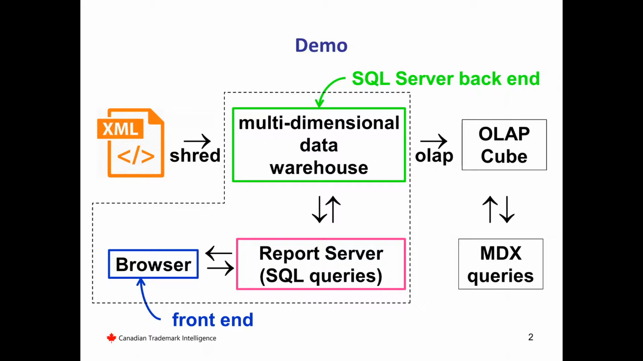In the pink rectangle, we have a so-called report server, which I built off of my multi-dimensional data warehouse using Microsoft SQL Server Reporting Services. The pink rectangle is also labeled SQL queries to indicate that the report server queries the data warehouse to retrieve information. However, the report server does more than just query.